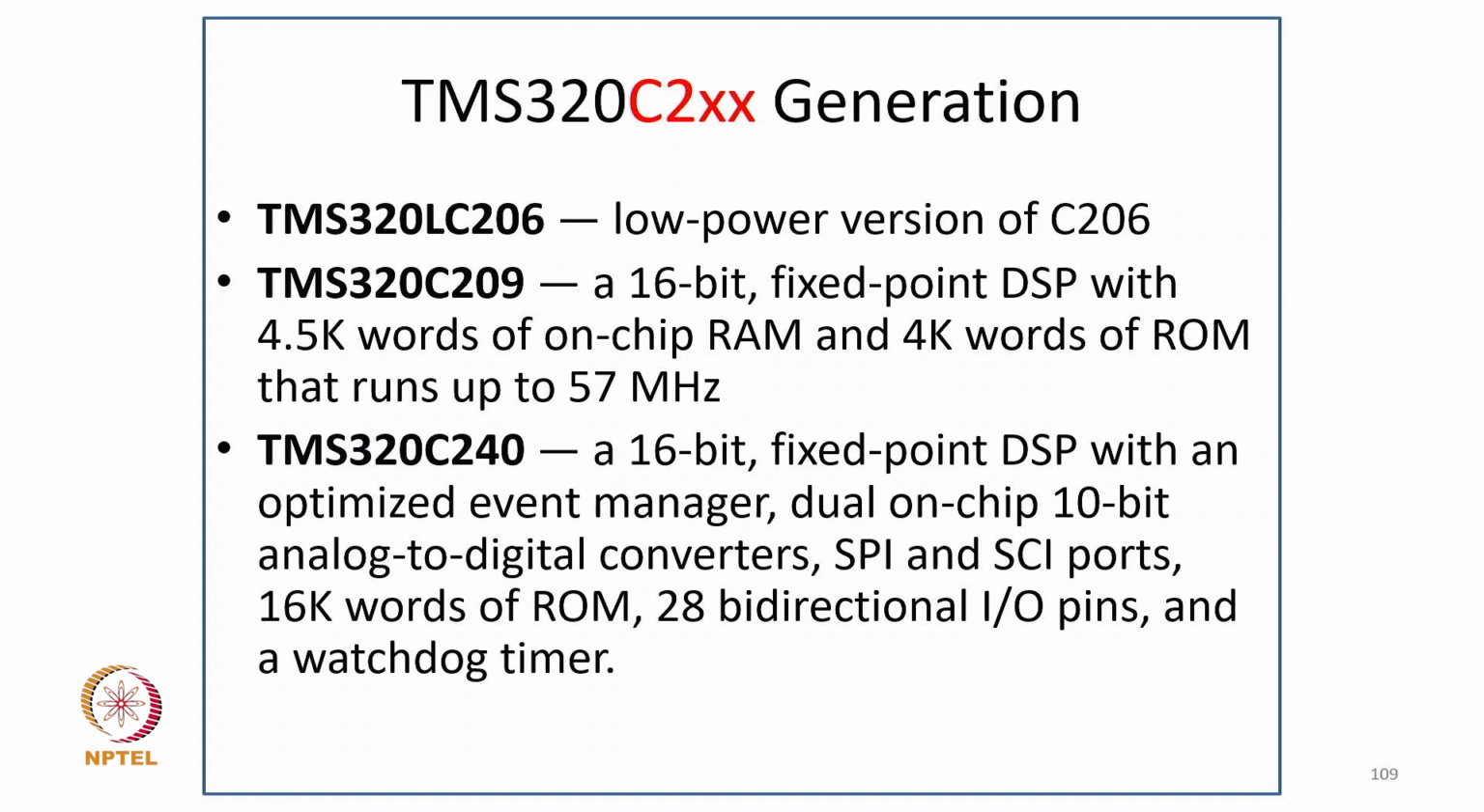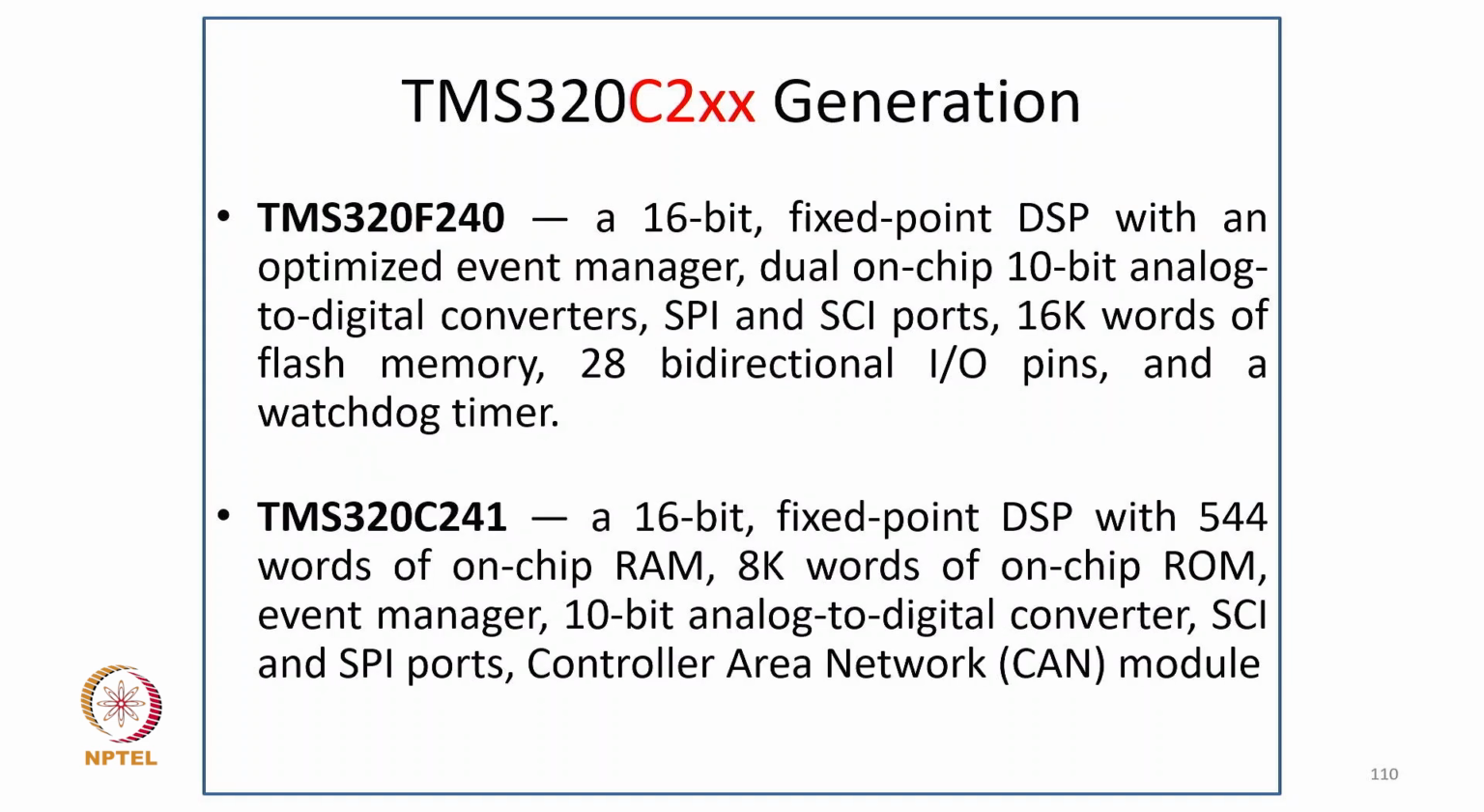So coming to this TMS320 extension, this is TMS320LC206, a low power version of C206, and TMS320C209, a 16-bit fixed point DSP with 4.5 kilowords of on-chip RAM and 4 kilowords of ROM that runs at up to 57 megahertz, and TMS320C240 is a 16-bit fixed point DSP with an optimized event manager, dual on-chip 10-bit analog to digital converters, SPI and SCI ports, 16 kilowords of ROM, 28 bidirectional input-output pins, and the watchdog timer.